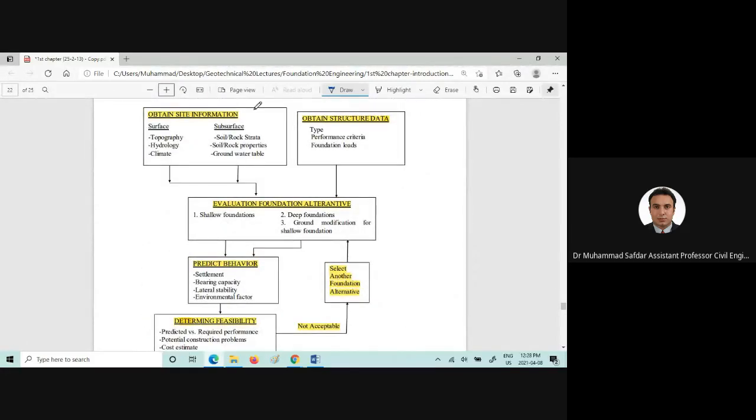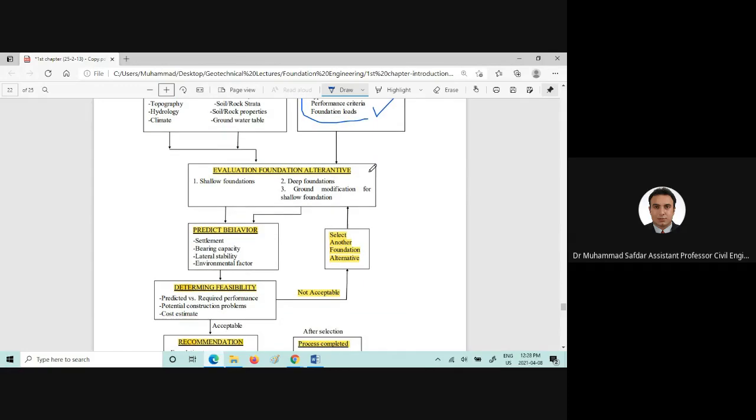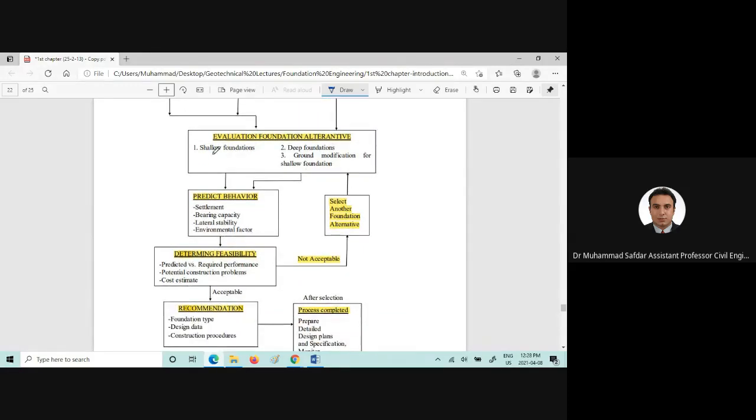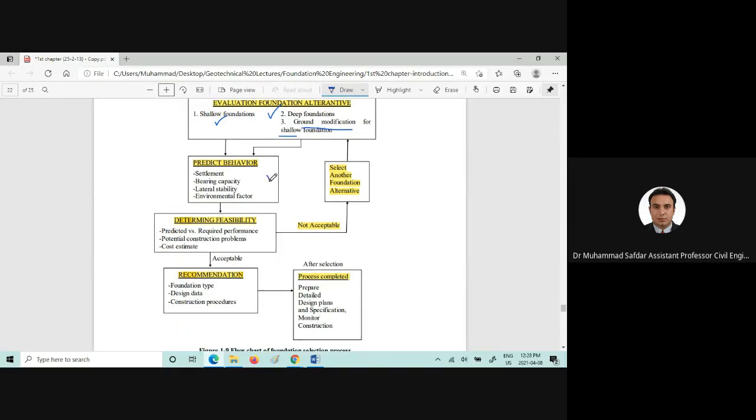So first of all, we obtain the site information, surface information, and the subsurface information. Obtain the structure data, what type of structure it is, performance criteria, foundation loads are discussed here in the obtained structure data. And then we need to evaluate the foundation alternatives, for example, the shallow foundations or deep foundations, and we can also modify the shallow foundations, or even I can add the fourth one, ground modification techniques for the deep foundation as well.